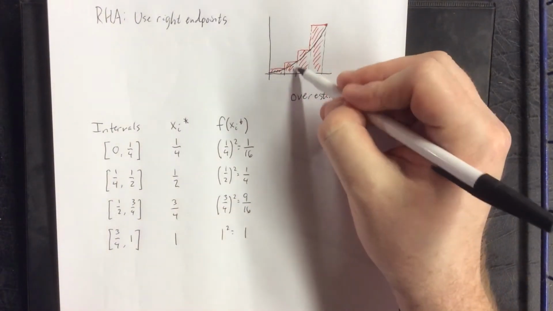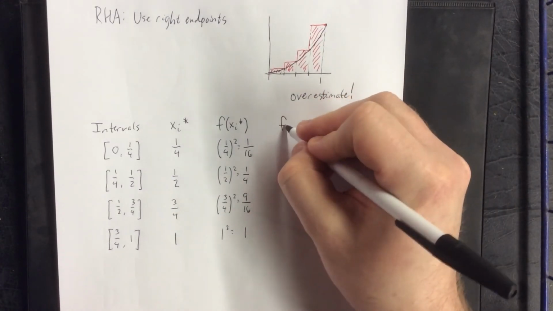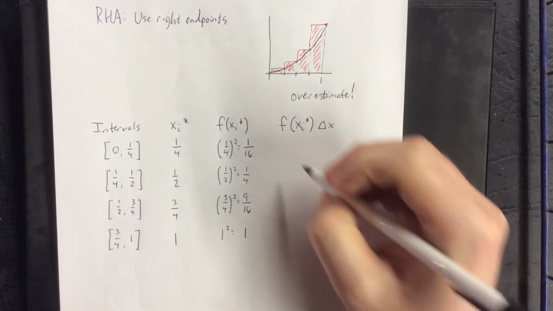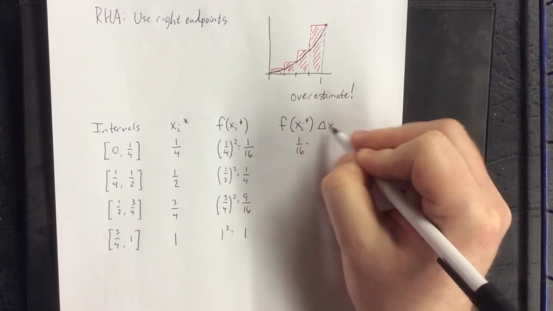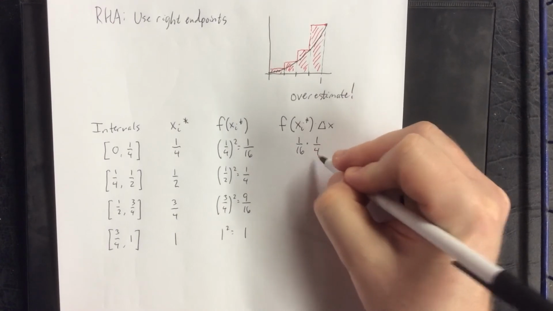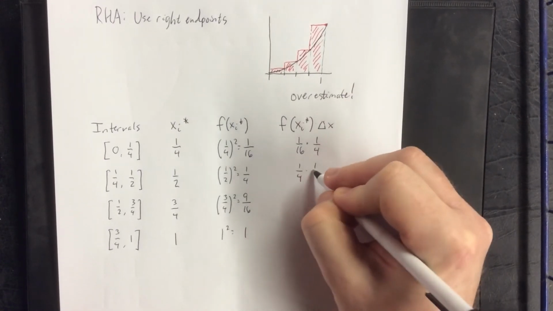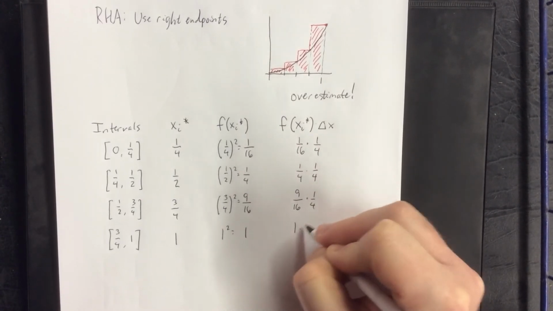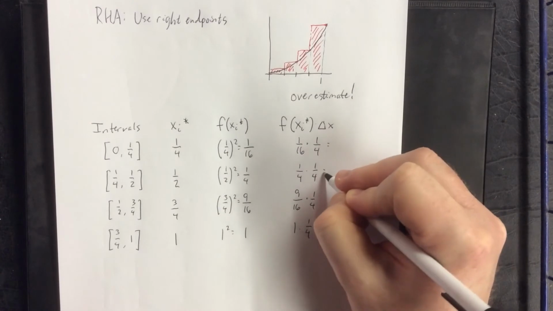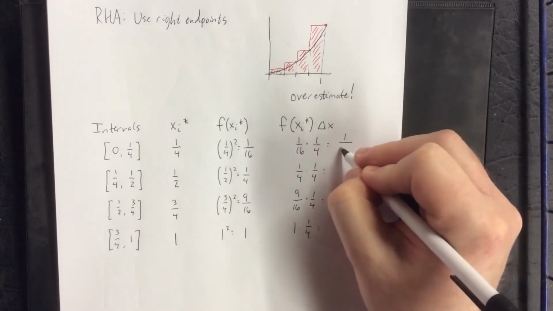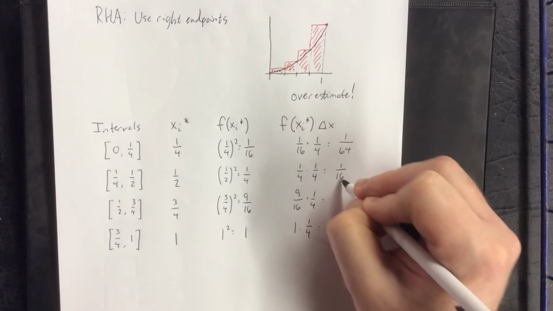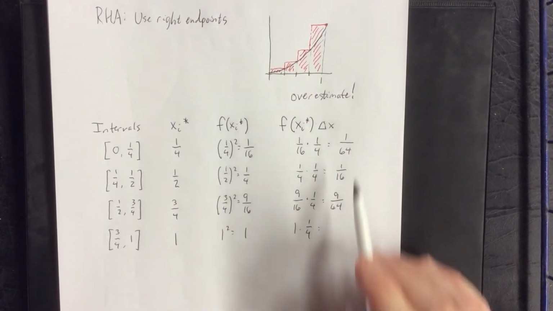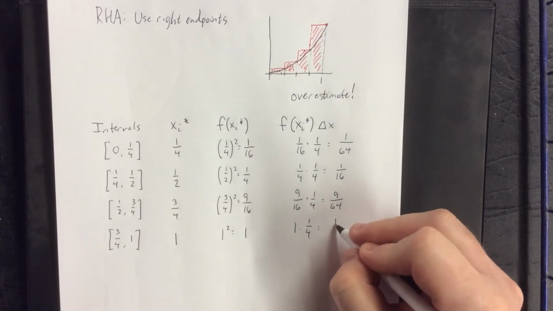We'll turn each of these y values into an area by multiplying by the base. So take each thing that I just calculated, 1/16, and multiply by the length of each interval. Length of each interval was 1/4. We said that on the previous example. So we multiply each of these by 1/4. We will get 1/64, 1/16, 9/64, and again, those should look familiar from the previous example. And finally, 1/4.